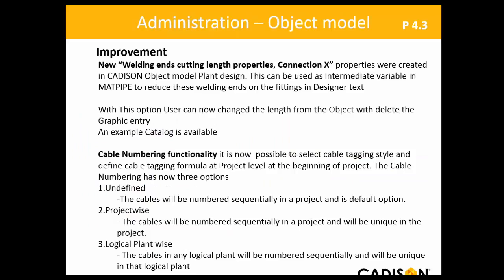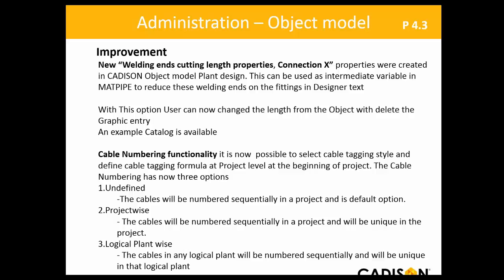If you talk about the object model, we have one improvement that is mostly required for companies in food and beverage, and mostly for welding ends. Here we have a new property built in, and with this property you can now cut your lengths from valves, from tees, some reducers. Here it's very important, if you use this function, you must not delete the graphic entry, and then you can work with full functionality. An example of a catalog is available that we will also provide a little bit later.